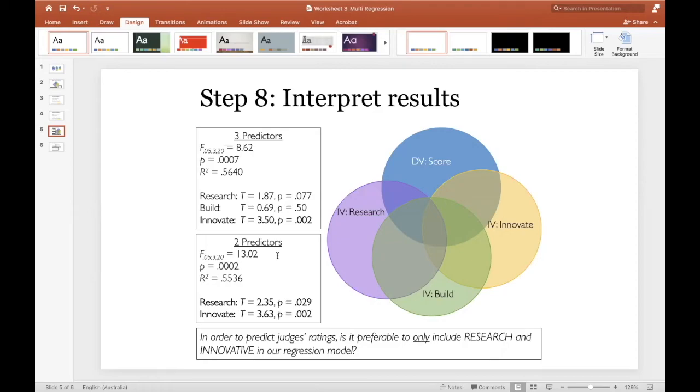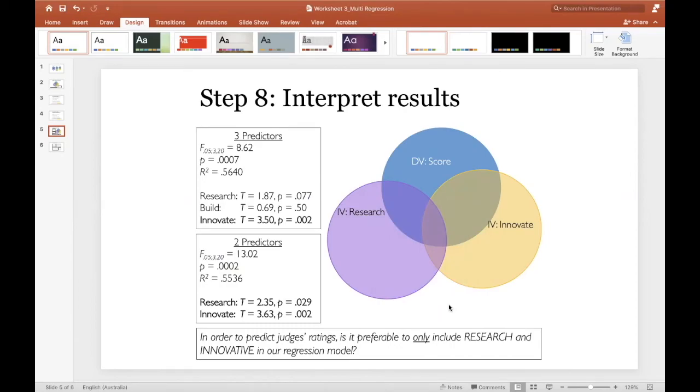And now importantly, both of our predictors, both hours spent researching and innovation, do significantly contribute to overall judge ratings. Okay, and that's because when we remove this circle here, when we remove the predictor build, we're freeing up all of this variability to predict judge ratings, to account for scores of judge ratings. So this model with two predictors would be considered the most parsimonious, but also the best in predicting judge ratings overall.